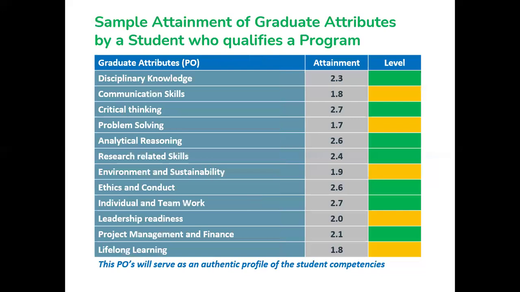Finally, on the last day, we will discuss how we can calculate the attainment of graduate attributes and POs. This is an example where some POs, the graduate attributes, are given, and out of three, the attainment for a particular student is shown. You can see disciplinary knowledge out of three: what is the attainment of that particular student? 2.3. Communication skills 1.8.